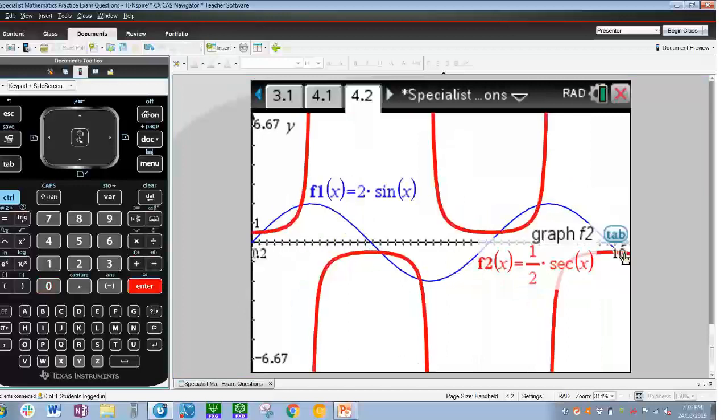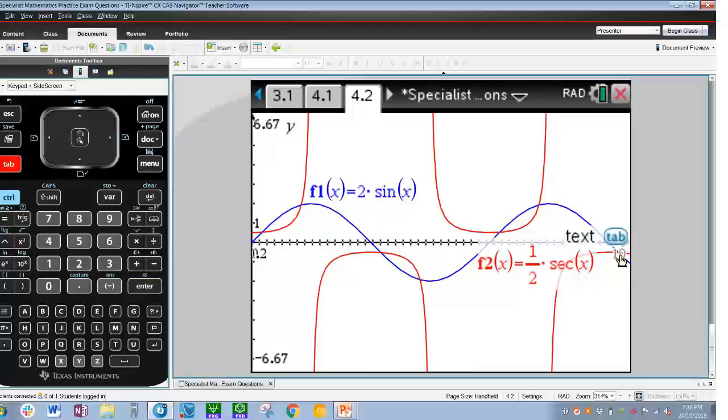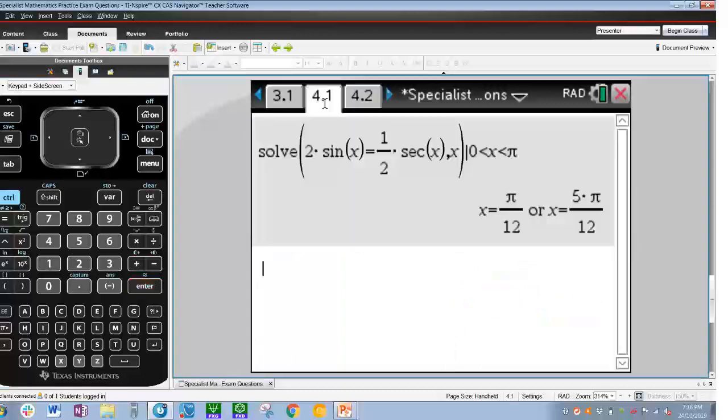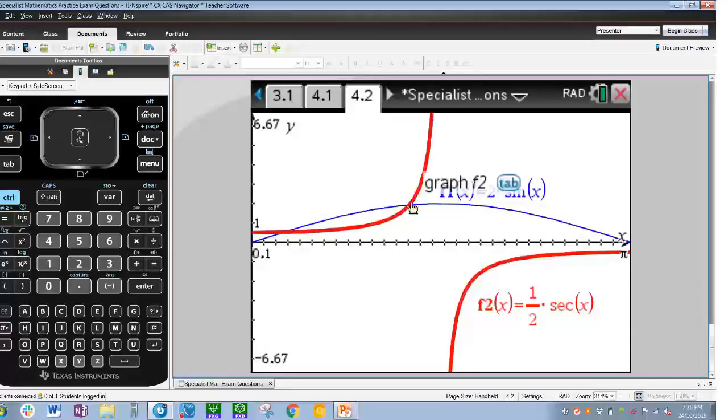Now doing the same thing for the right x value. I'm hovering over there, press tab a couple of times till it says text, double click it, and we can go to pi and enter again. There we go. So now, without too much manipulation, we've got the graphs of 2 sine x and half sec x over here. As we saw in page 4.1, the x values of the intersection points are pi over 12 and 5 pi on 12, which you can see over here and over there.